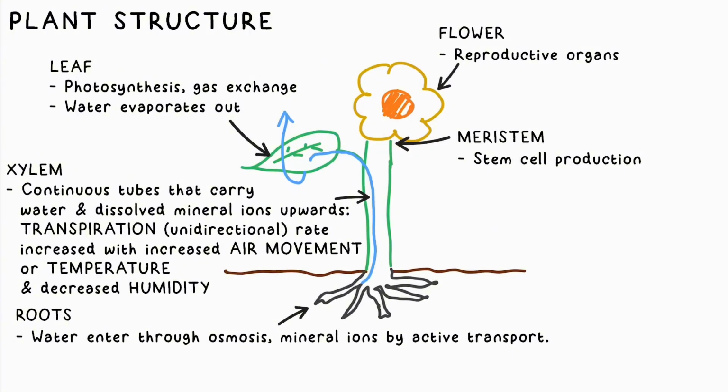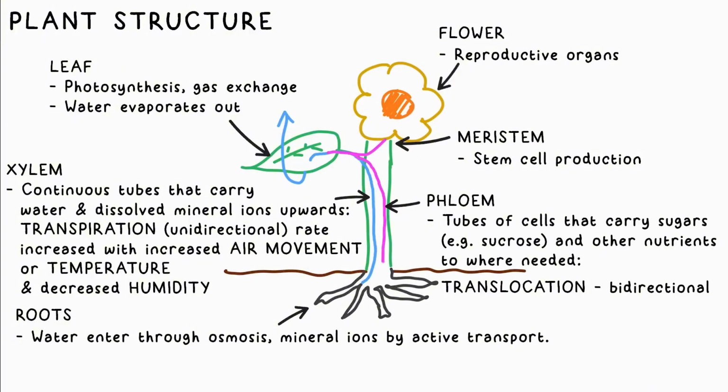That's transpiration like we said, while phloem are the conveyor belts of cells that transport sugars, food and sap up and down the plant. We call this translocation. That's bidirectional. The rate of transpiration can be increased by the following: increasing the temperature, decreasing the humidity and increasing the air movement. All of these result in water evaporating from the leaves at a faster rate.